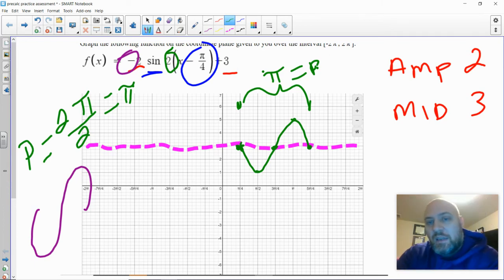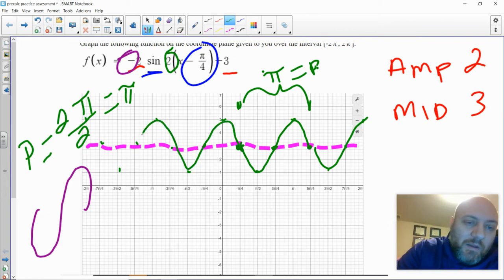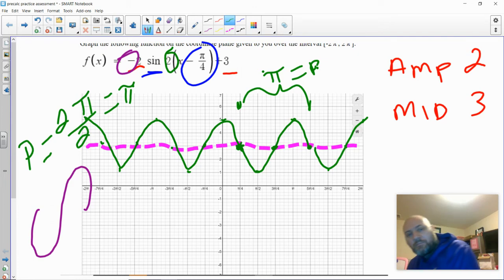And I want to do it between -2 pi and 2 pi, so I'm just going to continue at every mark. So I'm going down to my minimum, back to my midline, up to my maximum this way. And working to the left, my maximum, midline, minimum, midline, maximum, midline, minimum, midline, maximum. And I will finish my sinusoidal graph. That's what the graph of number 1 should look like.